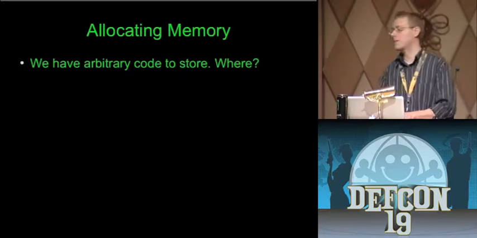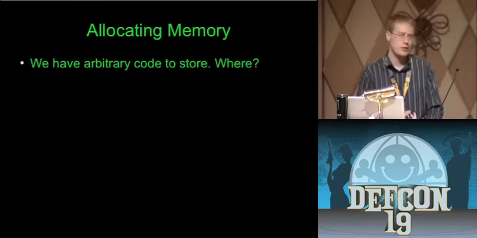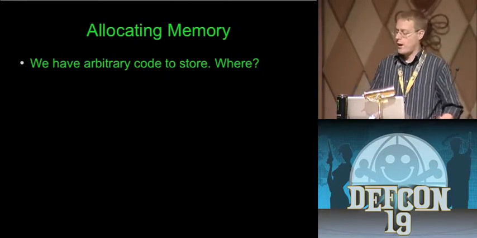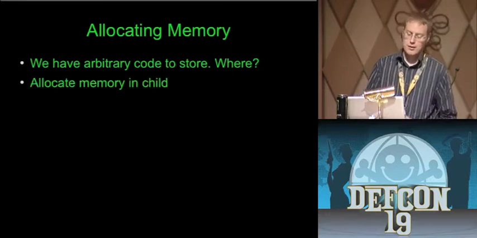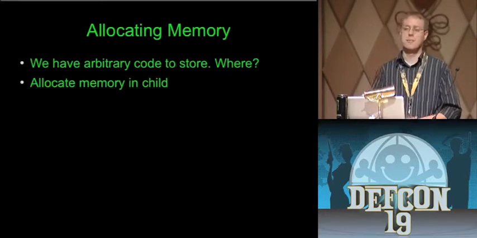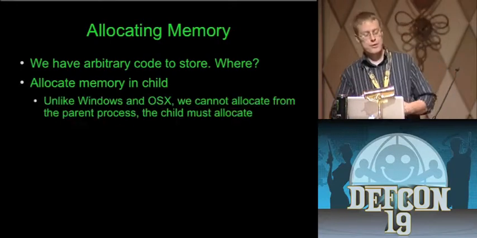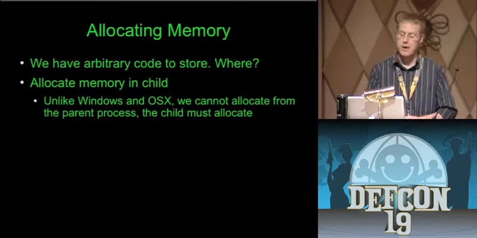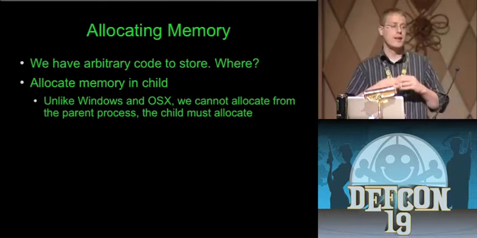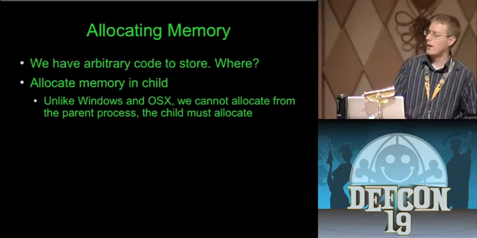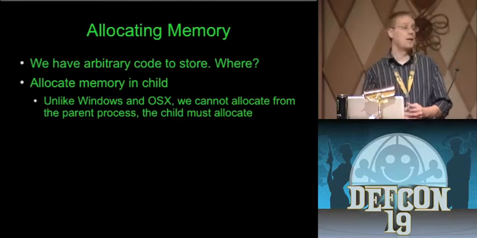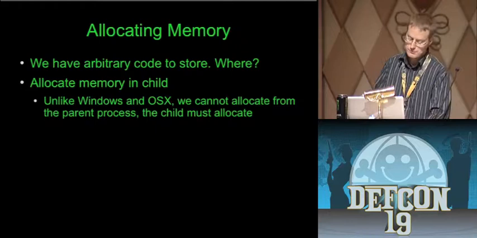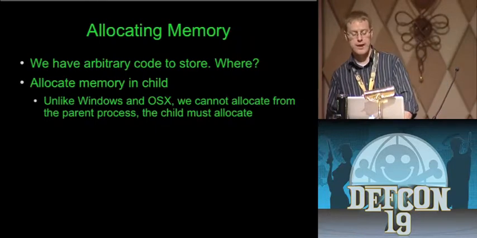So we know we have some arbitrary code that we need to store. We can't store it in the stack. We can't store it in the heap. We can't store it where EIP points to. Where can we store it? So what we need to do is allocate memory in the child. But unlike Windows and OS X, we cannot allocate from the parent process. The child process must be the one to allocate. In Linux, in FreeBSD, in Solaris, there is no API to allocate memory in a different process. So the child process must be the one to allocate memory.